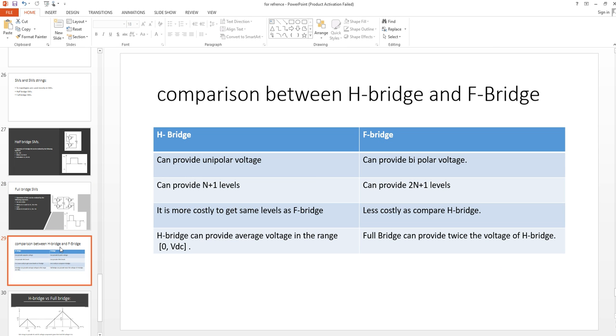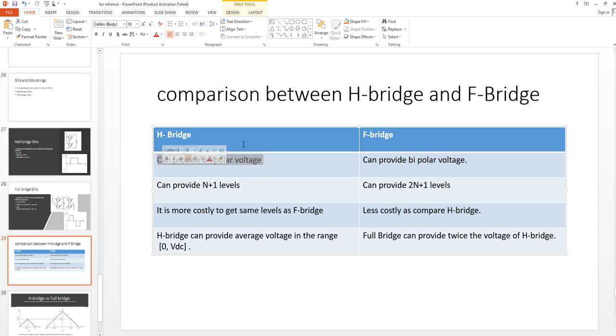If we compare the half bridge submodule and the full bridge submodule, the half bridge can provide only unipolar voltage, whereas the full bridge submodule can provide bipolar voltage, since we get two voltage levels, VDC and minus VDC, but here we will only get positive voltage. The half bridge submodule can provide n plus 1 levels, like VDC and 0, but the full bridge submodule can provide 2n plus 1 levels. Like if we are using only one submodule, putting n equal to 1 here, we will get 3 levels.